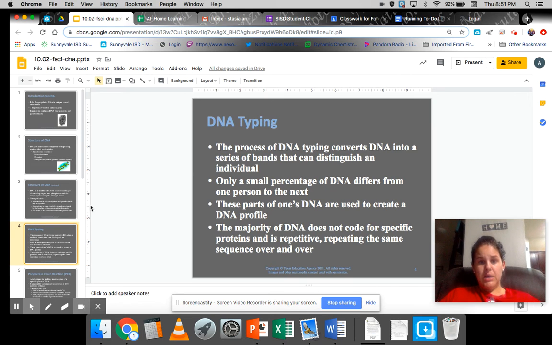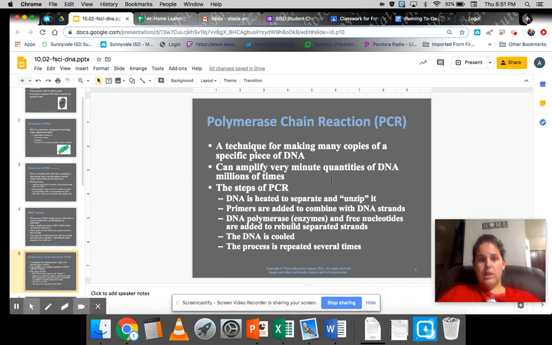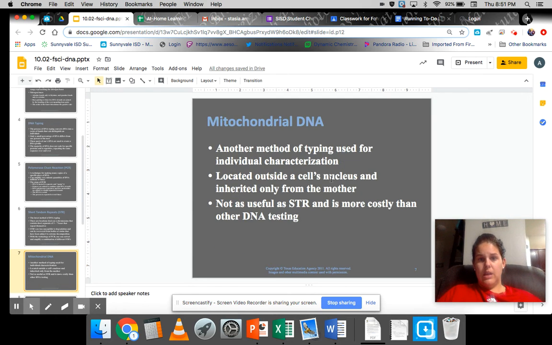For your typing, it's converting it into a series of bands so you can actually create a profile that you can match to a suspect. Then it's going to go through 3 types of typing: PCR, STR, and mitochondrial.